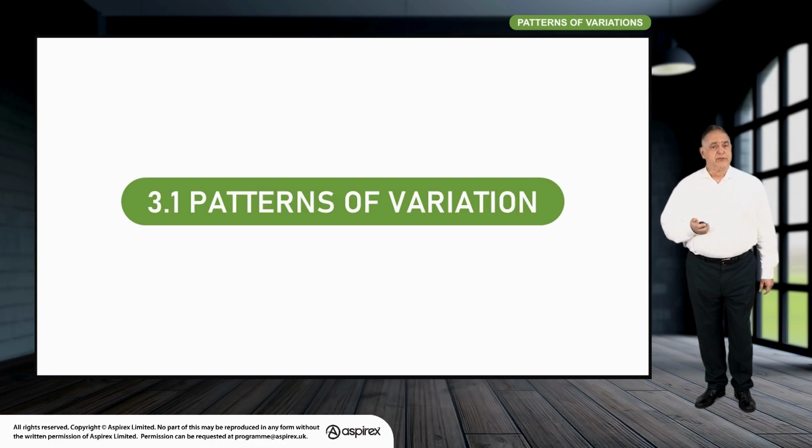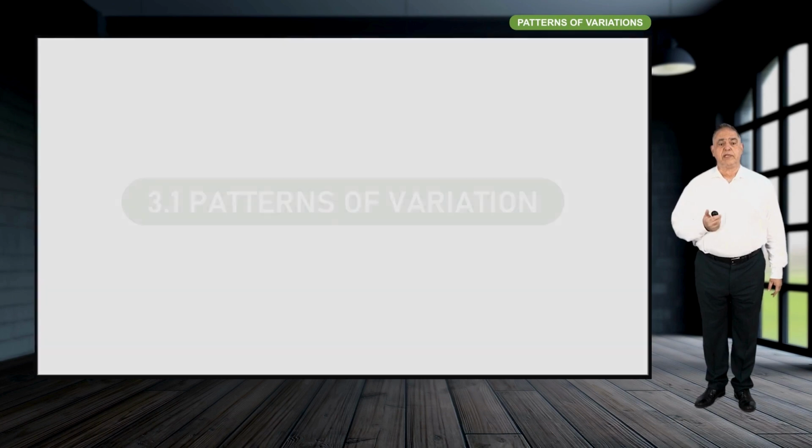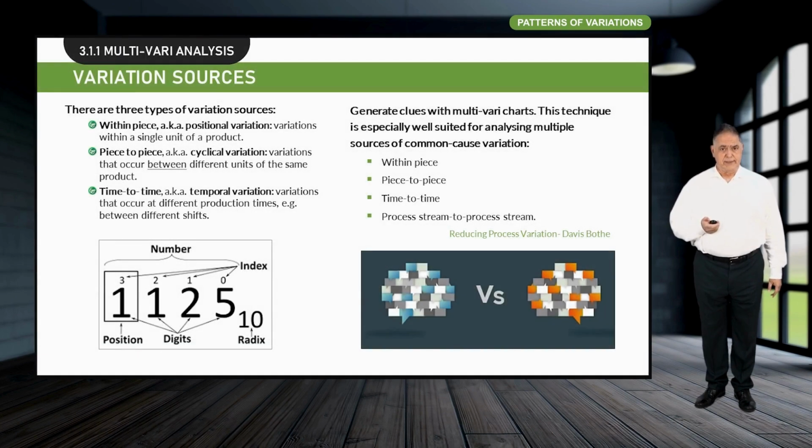As part of patterns of variation, we're going to talk about multi-vari analysis. This is multivariance analysis, which is a special technique that helps us to understand all the different types of variations in the process. So, there are three types of variation sources. Within piece, which is also known as positional variation, and these are variations within a single unit of a particular product.